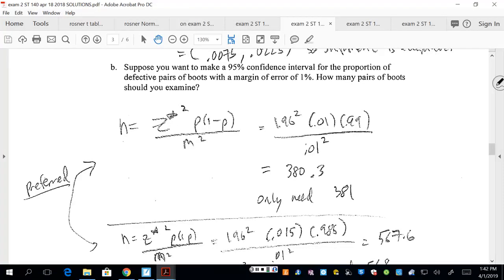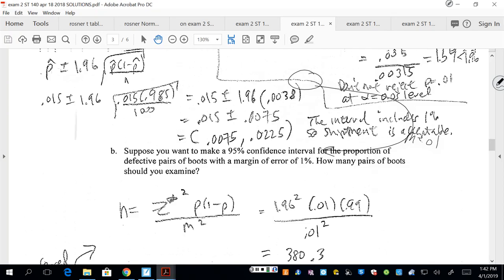This 1% is the thing in the denominator. The margin of 0.01 is there. And then for 95% you need 1.96. We need p times 1 minus p. So if the government standard is 1%, you could say, I'm going to put 1% in for planning. Assuming the company is honest and is at 1%, that would be a good planning value.